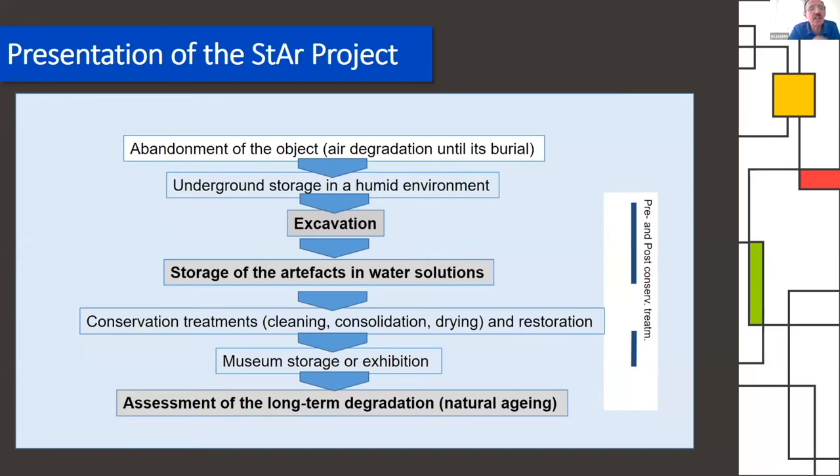The STAR project is looking after two peculiar periods of the life of archaeological artifacts. The first one is a risky period between the excavation and the conservation treatment itself. During this period, the archaeological artifacts are in a waterlogged state, and it is fully forbidden to dry these wooden materials because we can destroy them by collapse during the drying process. And in this period too, we have to avoid as far as possible biological contaminations by fungi, bacteria, and so on.